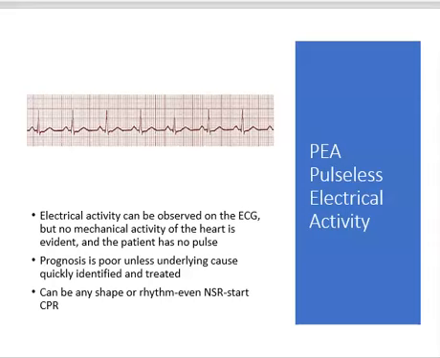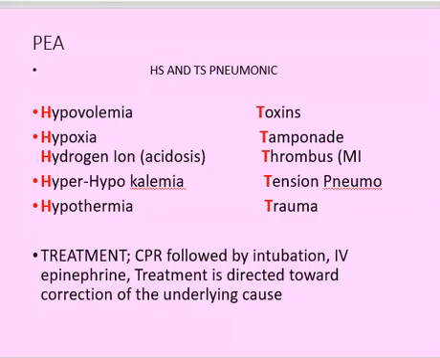Okay, now when they're in PEA, it might look like VTAC, it might look like sinus rhythm, it might look like atrial fib. But the thing is, all it is is a pretty picture. Nothing is happening within that cardiac muscle. These people are trying to die. Here are your H's and your T's. This is your mnemonic. Is it because of hypovolemia, hypoxia, acidosis, hyper or hypokalemia, and hypothermia? Or is it because they have toxins in their blood?